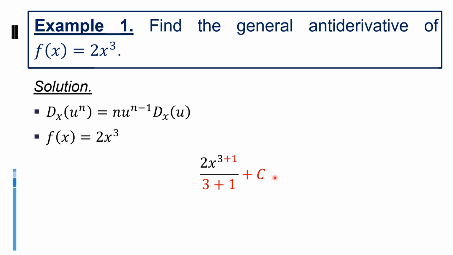Huwag niyong kakalimutan yung ating arbitrary constant. Ang ginawa natin is, ni-reverse natin yung process. Nag-add tayo ng 1 doon sa exponent, so we have 3 plus 1. Then, whatever na nandoon sa taas na n, yun yung dinivide natin doon sa baba, kasi nag-multiply siya dito eh. So, we have 3 plus 1 sa baba, and then plus c. Therefore, the antiderivative now is equal to 2x raised to 4 all over 4 plus c, or x raised to 4 over 2 plus c.